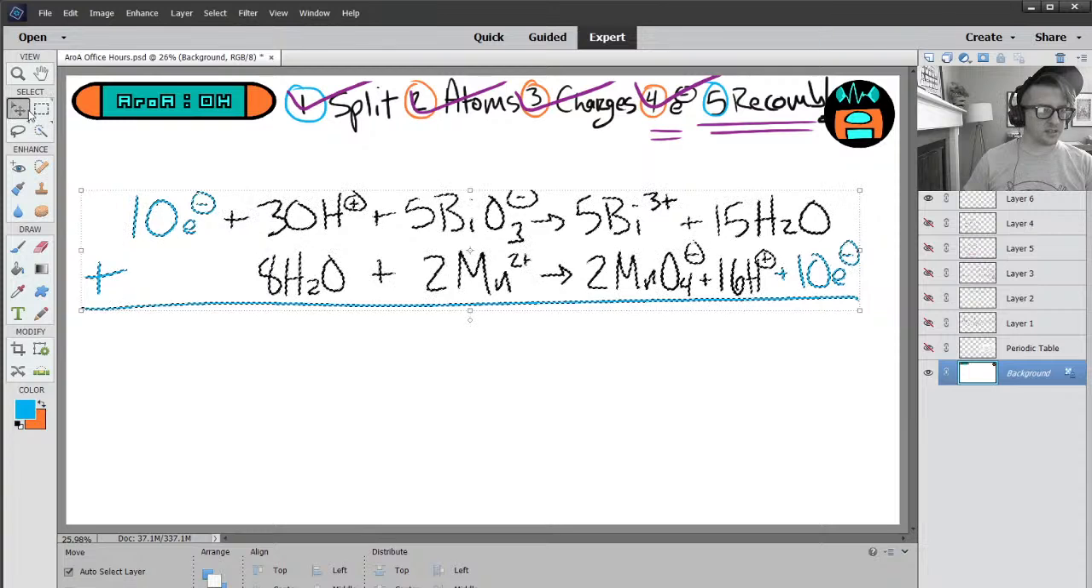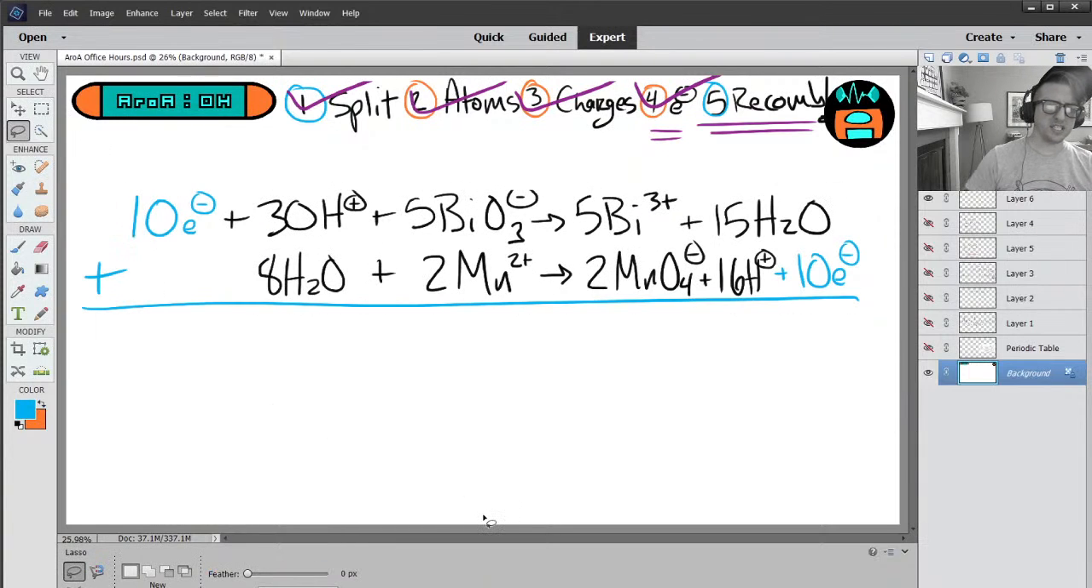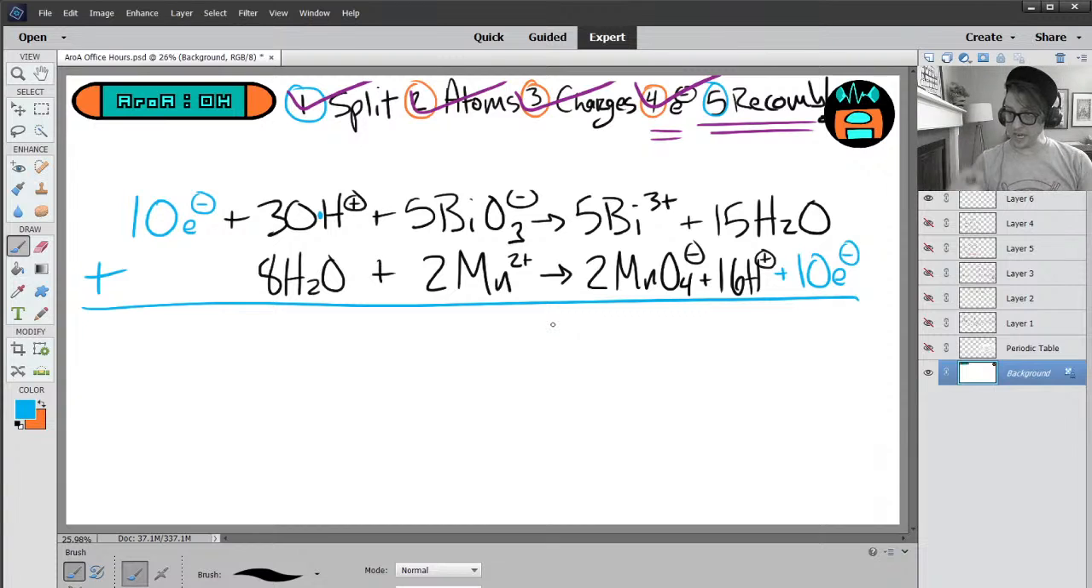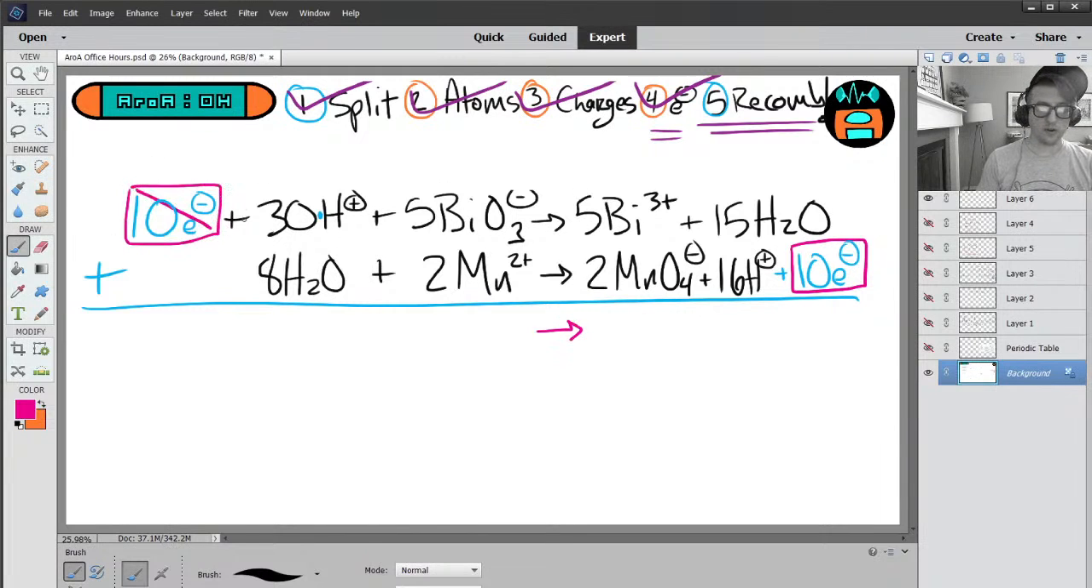And just to be clear, what is this 30 OH plus? This is 30 H3O plus ions. All right. Now, when we add these together, we need to look for things that will cancel with each other. One thing, if you've done your job right, the number of electrons on the product side of the arrow will be equal to the number of electrons on the reactant side of the arrow, and those will cancel.